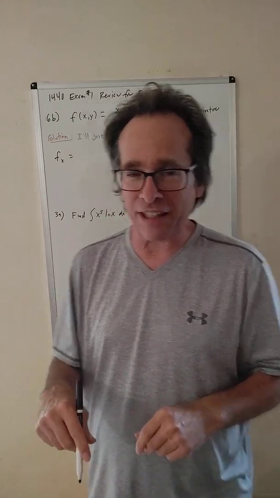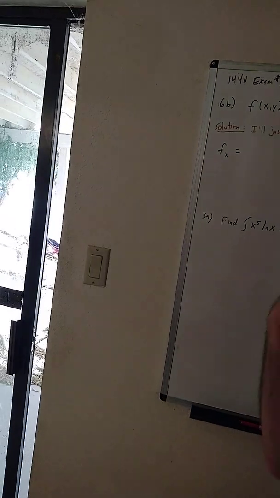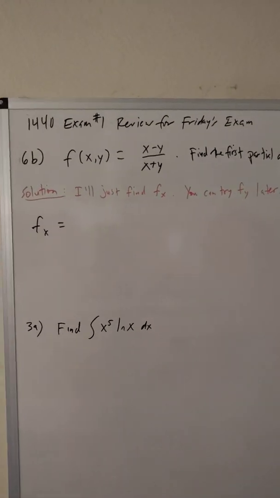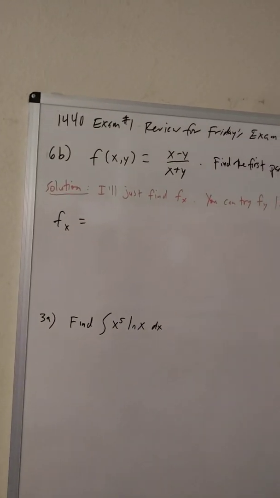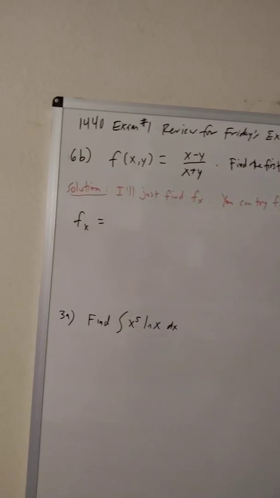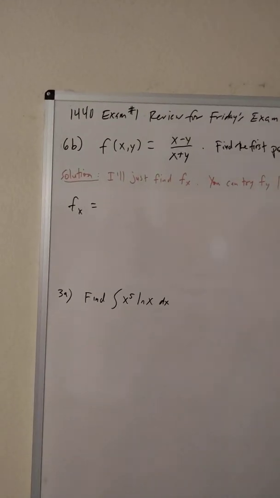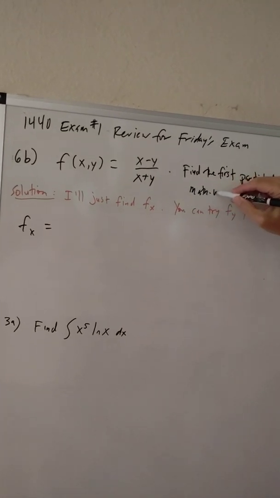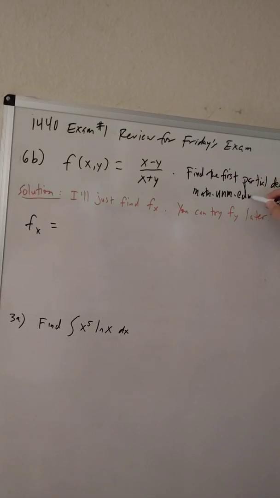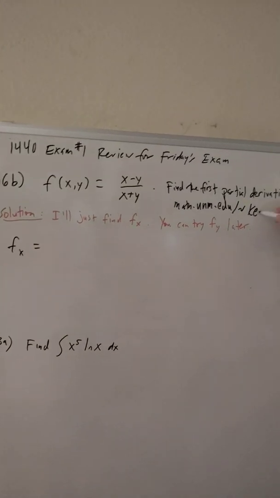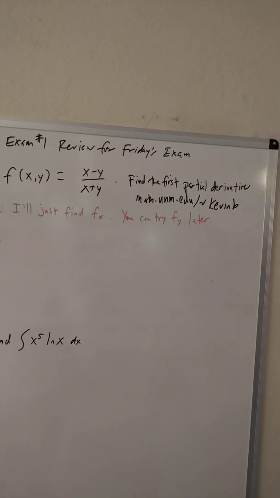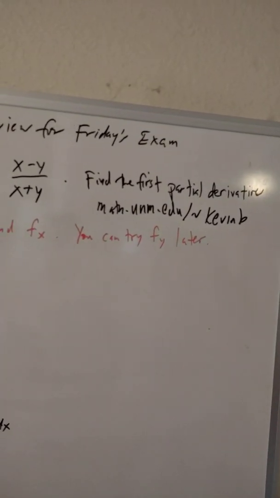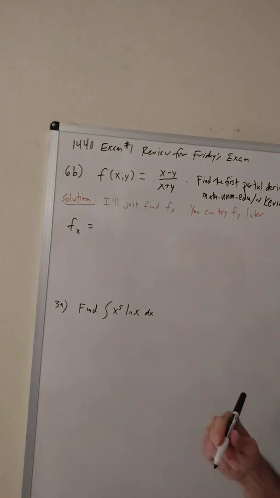Okay, so let's take a look at these two review problems. And these problems come from the exam number 1 review, and the answers are provided. To get there, just go to this website, math.unm.edu/Kevin B. And then look under Math 1440, exam number 1 review.